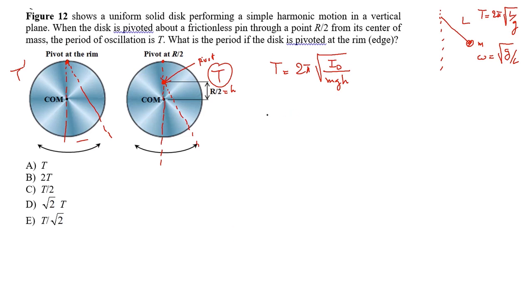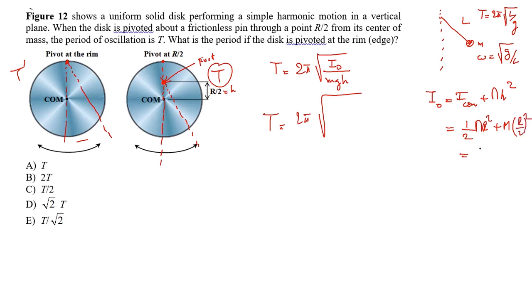Let's calculate it. So T is 2 pi square root of the moment of inertia. Now what is the moment of inertia? I have to use the parallel axis theorem. I_O is the moment of inertia around the center of mass plus mh squared. It's a uniform solid disk. What is the moment of inertia? Half mR squared plus mh squared. What is h? h is R divided by 2, squared. So if you do the calculation here, you will find 3 over 4 mR squared. So the moment of inertia is 3 divided by 4 mR squared, divided by mgh.